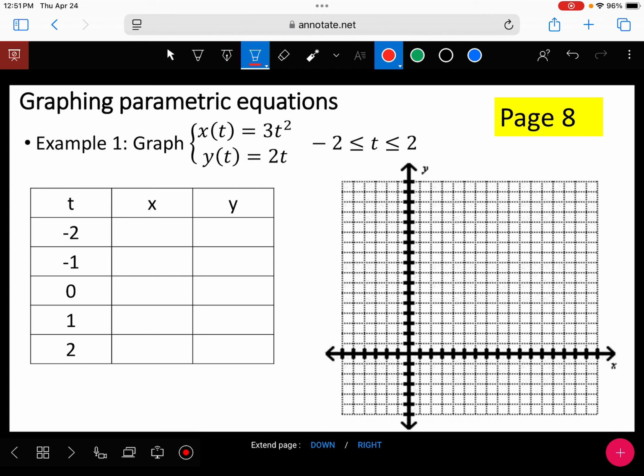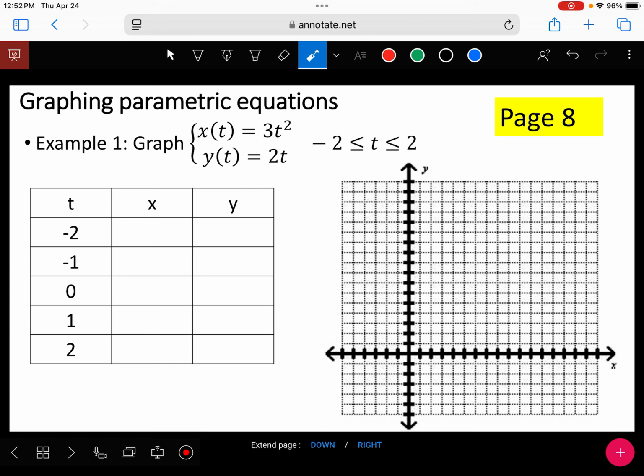This is example 1. We have two functions, two parameters. I have my x parameter, which says x in relation to time is equal to 3t squared. And then my y parameter is 2 times t. The interval that we are going to graph is between t equals -2 and +2.